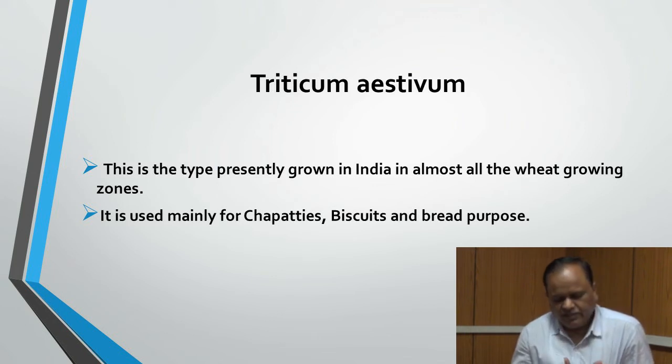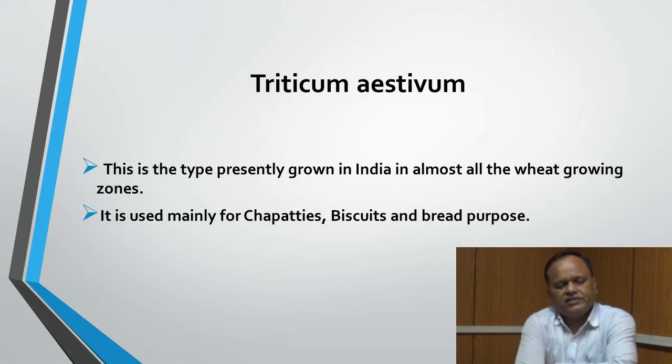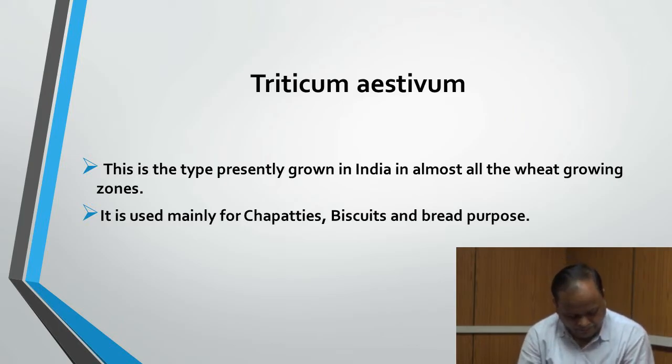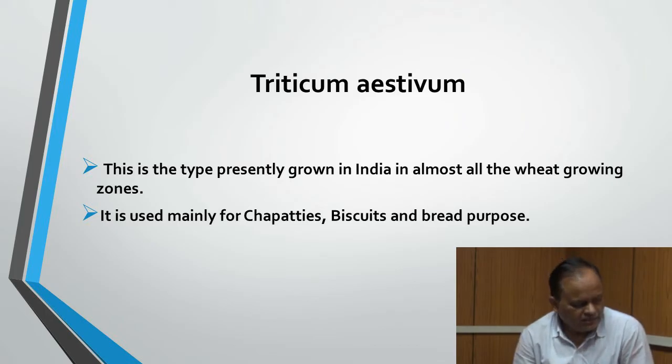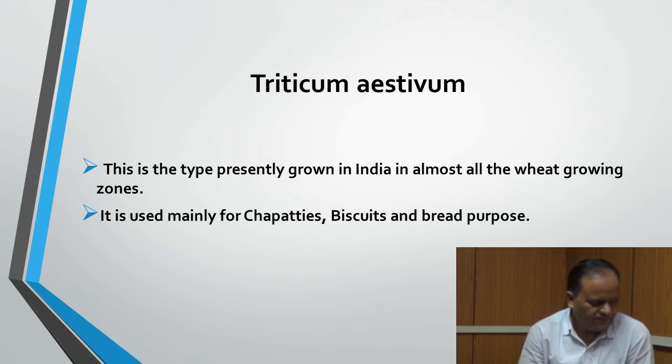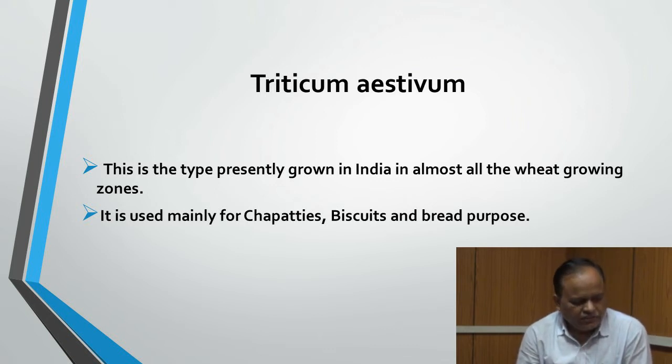Now presently in India we are growing the wheat which is known as generally Triticum aestivum, which has been developed by hybridization of the Indian bread wheat with the Mexican wheat, and this is the type presently grown in India in almost all the wheat growing zones. It is mainly used for the chapatis, biscuits and bread purpose.